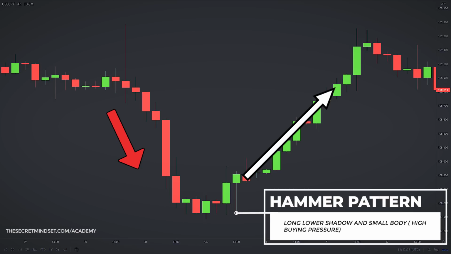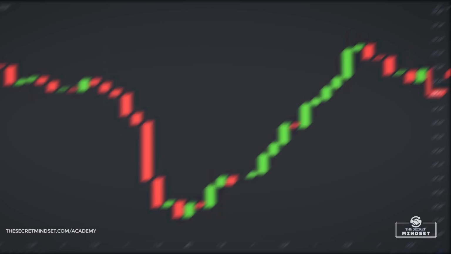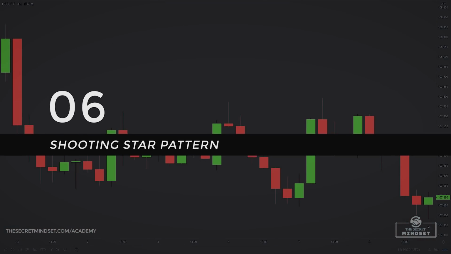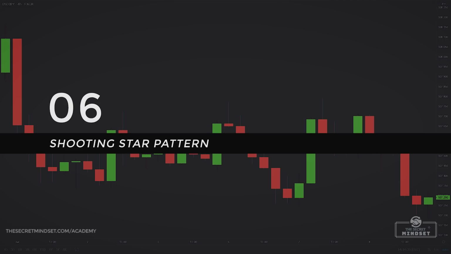The most important aspect to understand is the psychology behind the formation of this pattern. If you can understand how and why it was created, you will be able to anticipate the market direction with a higher accuracy. The shooting star is another important reversal candlestick pattern.